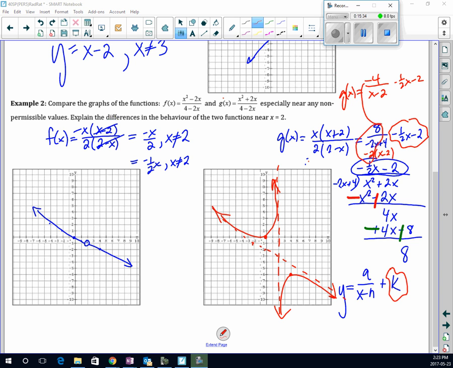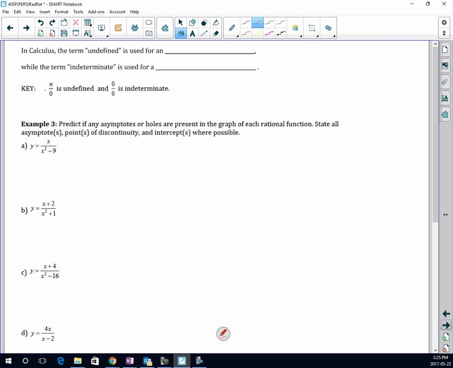The second thing, okay, so it says explain the differences between the two near x equals 2. So at x equals 2, this goes to infinity and negative infinity, whereas at x equals 2 here, it's just a little point of discontinuity. It's not going anywhere. It's intending to go to -1, but it actually doesn't go there, right? Okay. In calculus, the term undefined is used for a vertical asymptote.